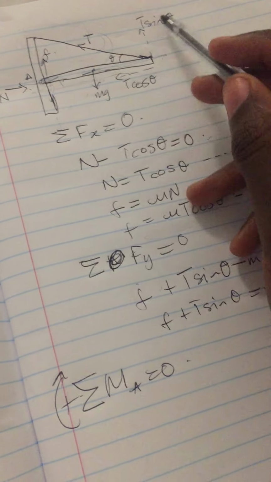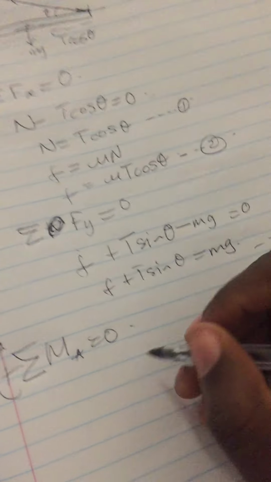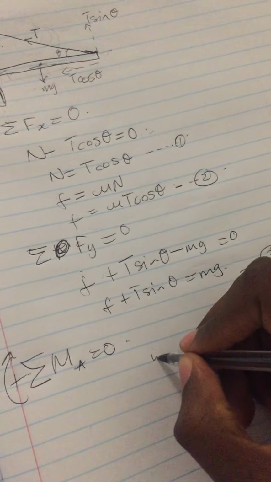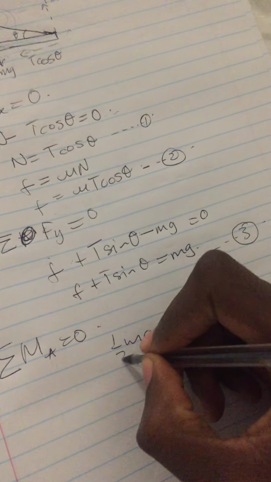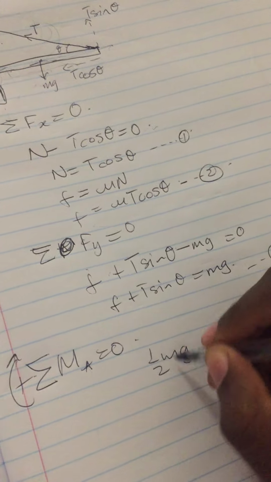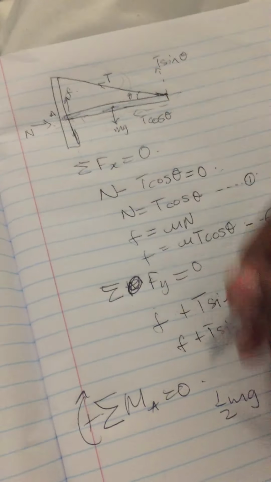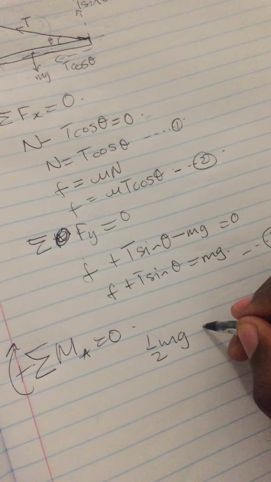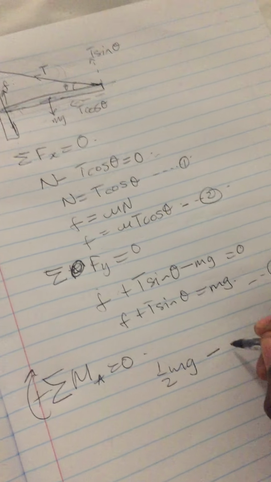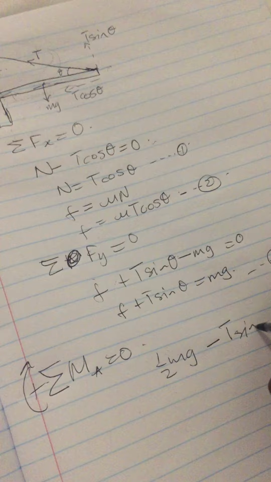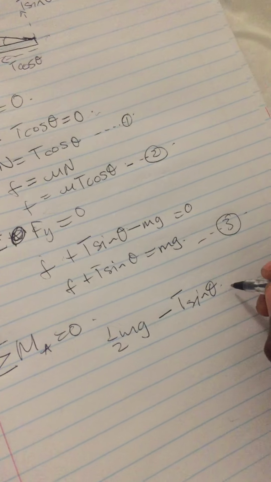This one has a distance of 1 meter from the pivot. So we're going to say mg multiplied by 1/2, which is for half a meter, right? That's the moment, and it's a clockwise moment. That's why we put it as a positive. Then we say minus T sine theta times 1. That's just T sine theta.